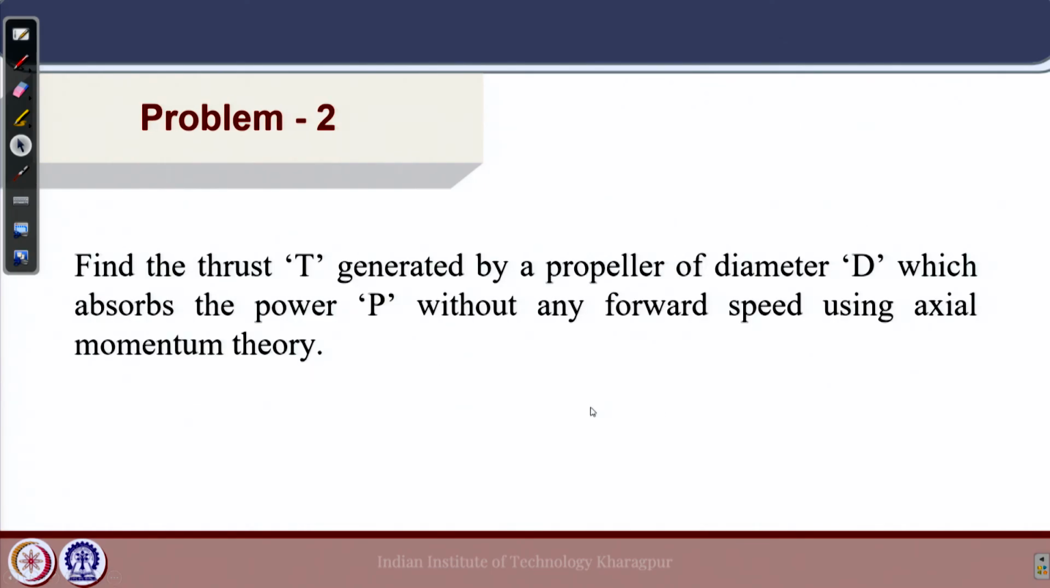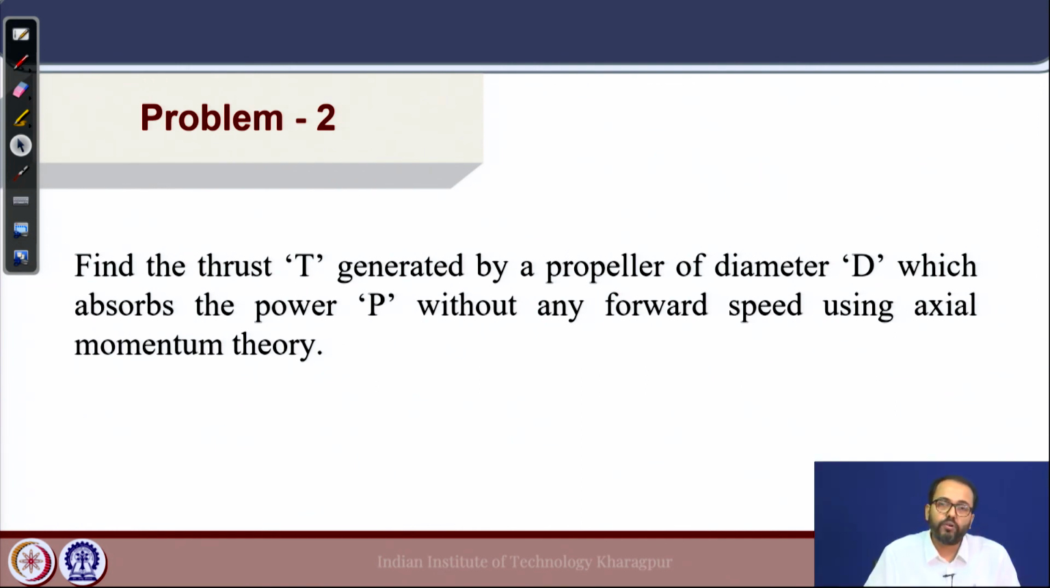Another problem which is slightly different is like this. You have to calculate the thrust generated by a propeller, okay, where the diameter is given and it absorbs a power P without any forward speed using the axial momentum theory. Okay. So, basically the input power is given, or thrust may also be given, whatever, any one of them can be input and another one you may be asked to calculate, and we are having a propeller of diameter d, and we would want to calculate at the condition where the forward speed is basically 0.